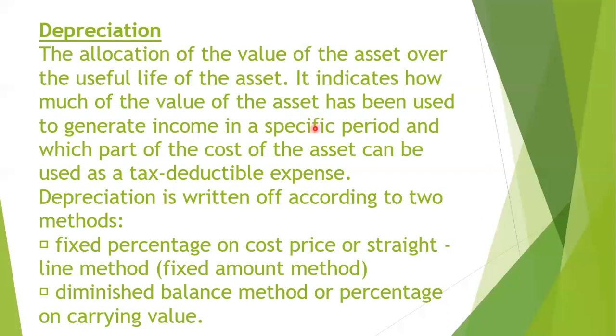Okay. So the next term we've got here is depreciation. So what is depreciation in terms of accounting? It is the allocation of the value of the asset over the useful life of the asset. So let's say we've got this aircon now, and we are able to see that we would be able to use it for the next 7 years. So those 7 years becomes the useful life of it.